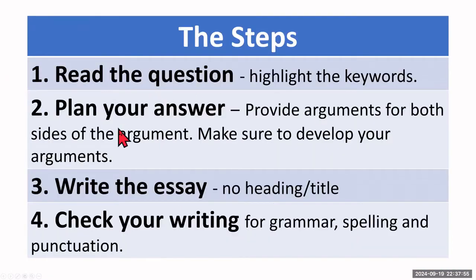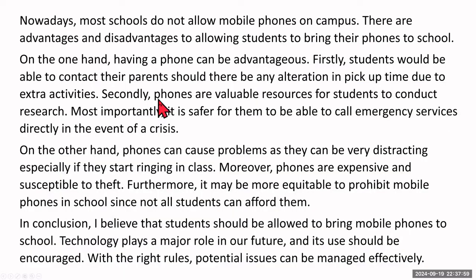So we have done step 1 and step 2. Now we will write the essay without a heading. So you can see that I have 4 paragraphs. Nowadays, most schools do not allow mobile phones on campus. There are advantages and disadvantages to allowing students to bring their phones to school. So I have a very quick introduction. Moving on to the body paragraph.